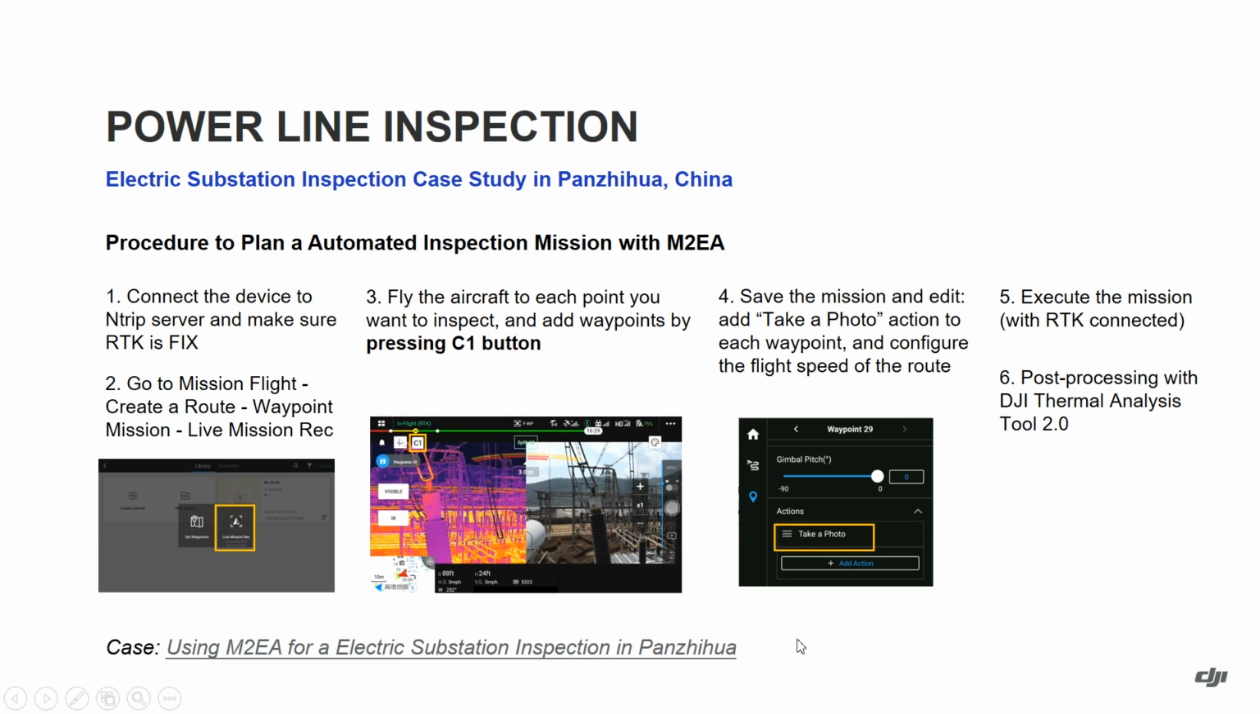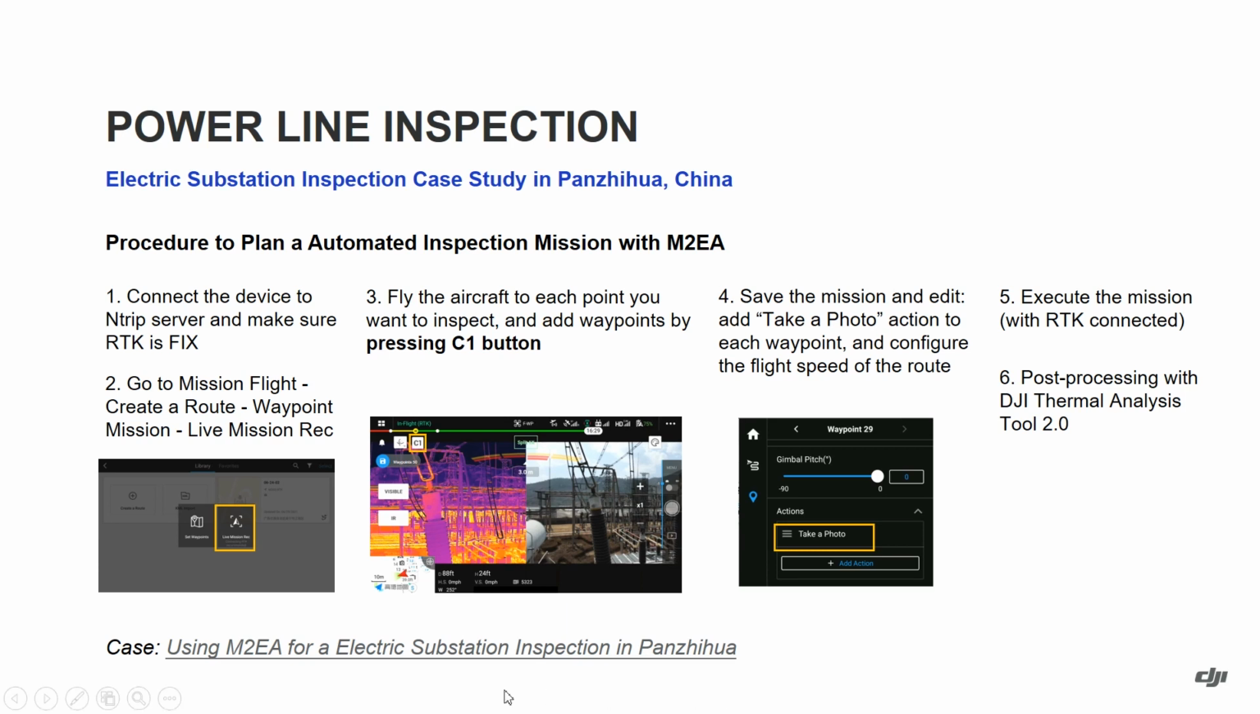And I would like to share with you the procedure to plan an automated inspection mission with M2EA here. Generally speaking, there are 2 ways if you want to have an automated mission. One way is that you can build a 3D model for the utilities or for the assets you want to inspect in DJI Terra, and you can plan a 3D mission on DJI Terra. And the other way is that it doesn't require a 3D model, so it comes more handy or easy. This is with the live mission record function.